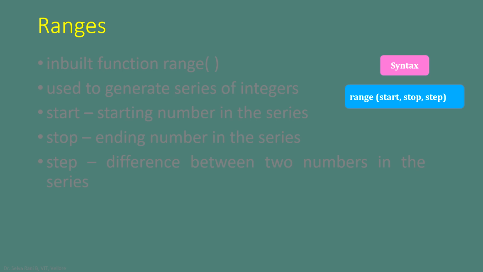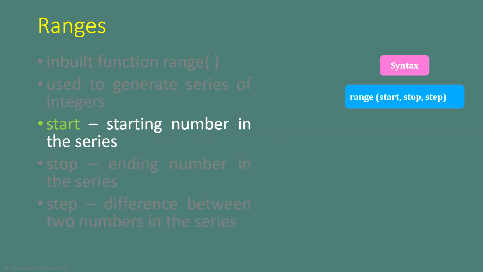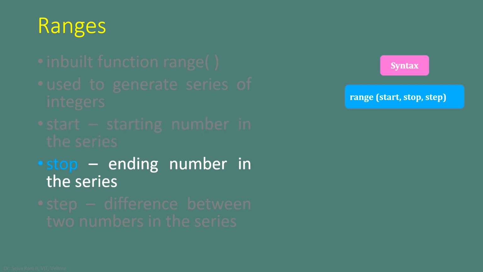The syntax for the range method is range of start, stop, step. So to this method, we can pass either 1, 2 or 3 arguments. The first argument is start. This represents the starting number in the series to be generated. Stop represents the ending number in the series to be generated, but Python will always consider up to stop minus 1.